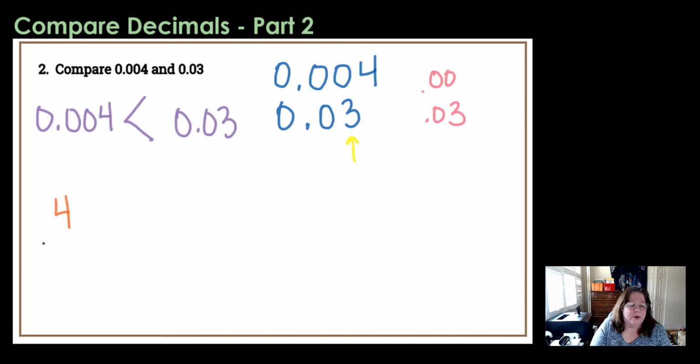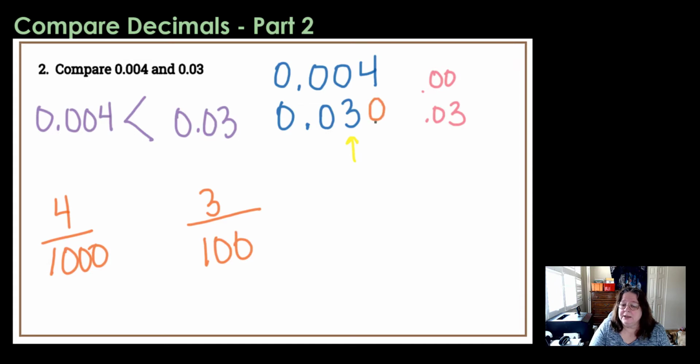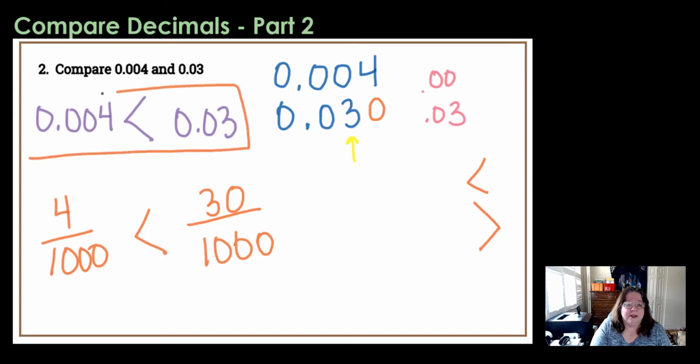And we could do that in fraction form to check. We have 4 thousandths here. And we have 3 hundredths. But remember, we can always append a 0 here. And so 3 hundredths is an equivalent fraction to 30 thousandths. And that makes it a little clearer to see which number is bigger, which number is smaller. Since we read from left to right, we would use the less than sign. If the 4 thousandths was greater, we would use the greater than sign. So 4 thousandths is less than 30 thousandths, and this is how we would write it for this particular problem.